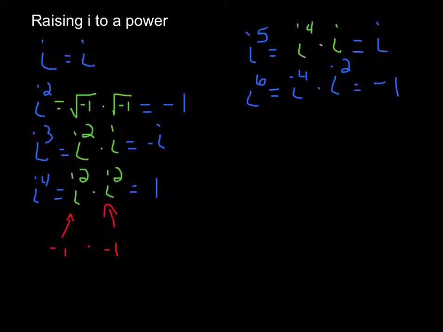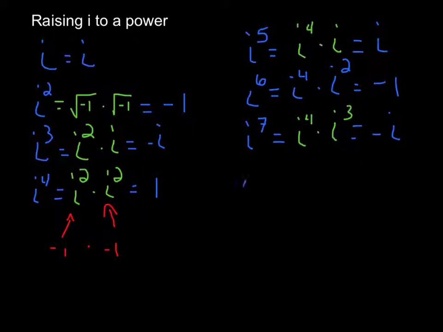And let's go down to I to the seventh. Well, that's the same thing as I to the fourth times I to the third. I to the fourth we know is 1. That's going to be the key here. I to the fourth is 1, then we have 3 left over. So we're going to have 1 times I cubed, and I cubed is negative I. So 1 times negative I is going to yield us negative I.